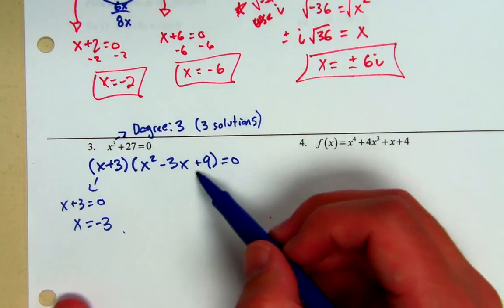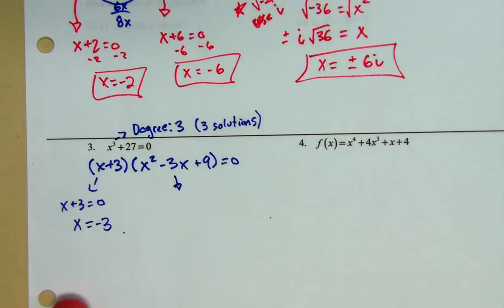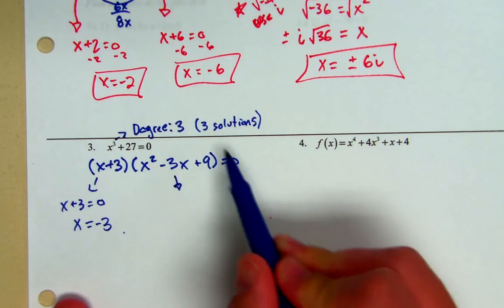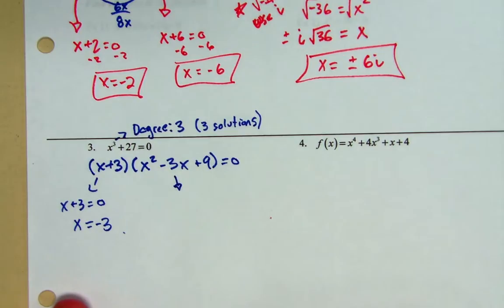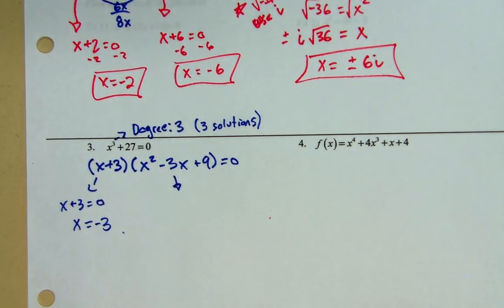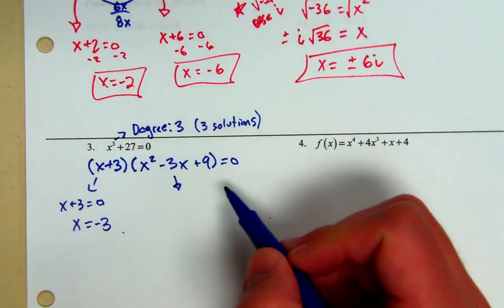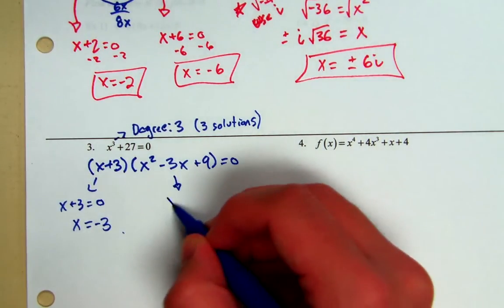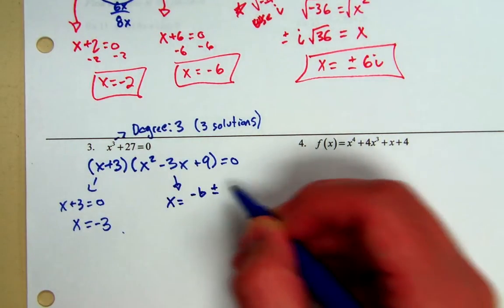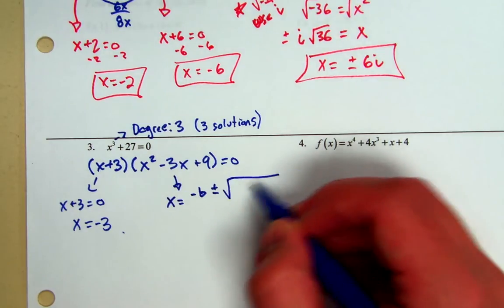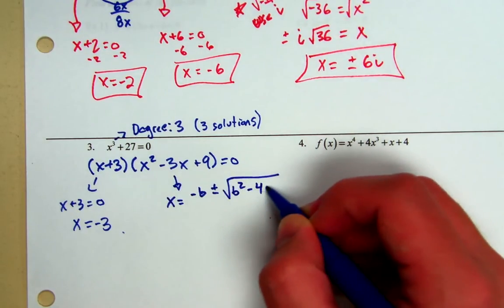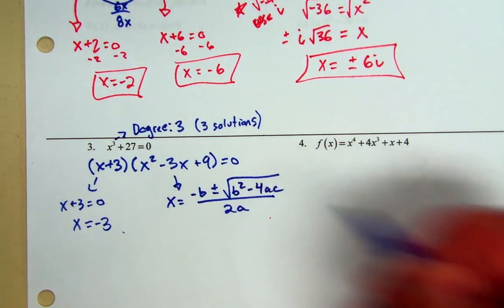Now, I need to factor this one. Well, can I think of two numbers that multiply to get 9 but add to 3? I'm kind of racking my brain saying, hey, can I? No, I can't think of any. Now remember, you can use that b squared minus 4ac to figure that out. So let's go ahead and actually use the quadratic formula. So x equals the opposite of b plus or minus the square root of b squared minus 4ac, all over 2a.